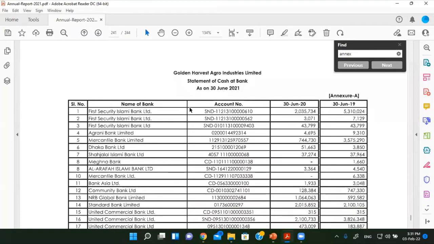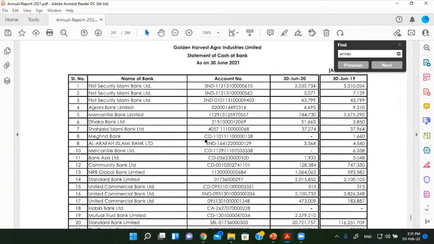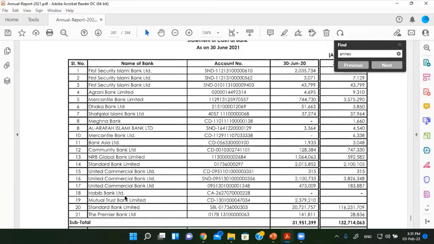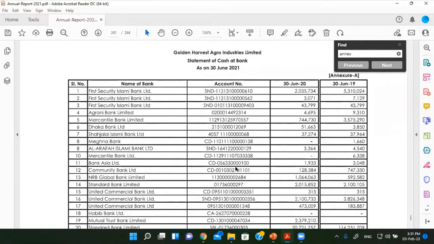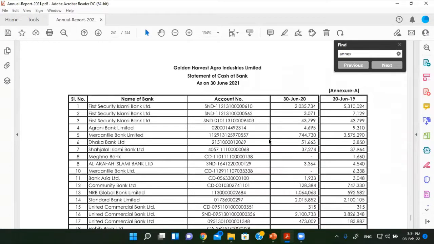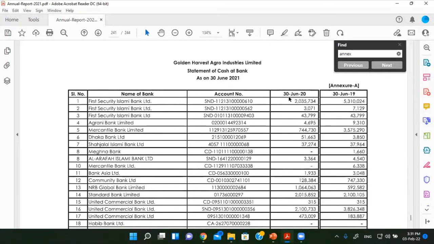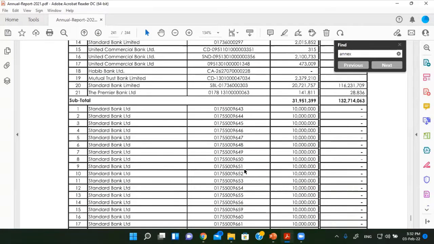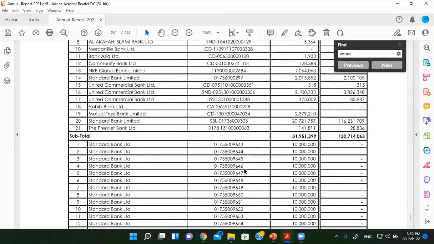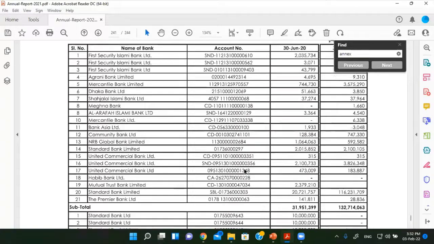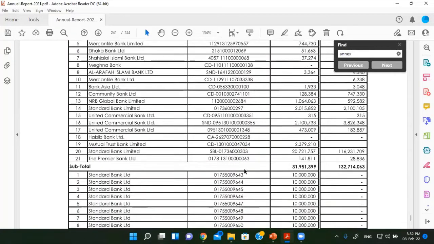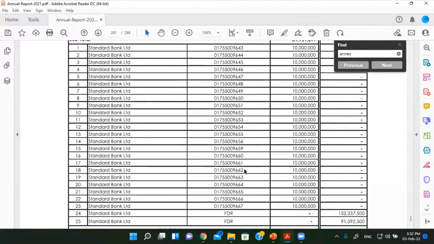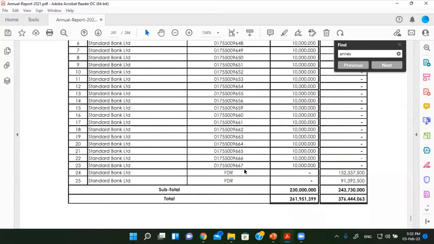Golden Harvest Agro Industries, their statement of cash at bank. These are the banks in which they are maintaining their accounts. These are the account numbers. And these are the amounts in the latest period and in the latest date, and it is in the corresponding previous date. Okay, then this is their account number.